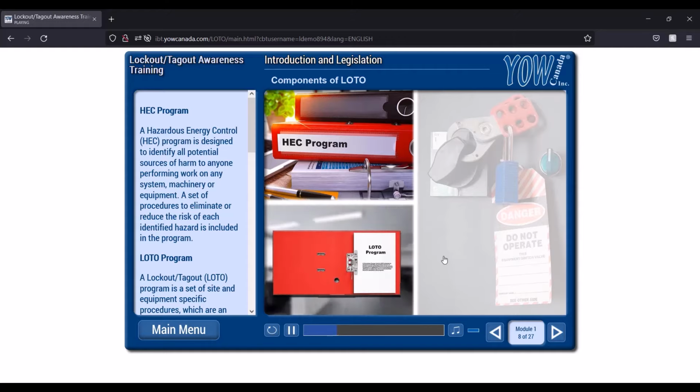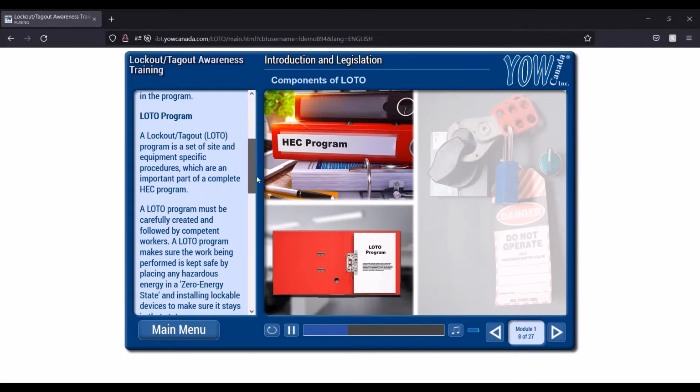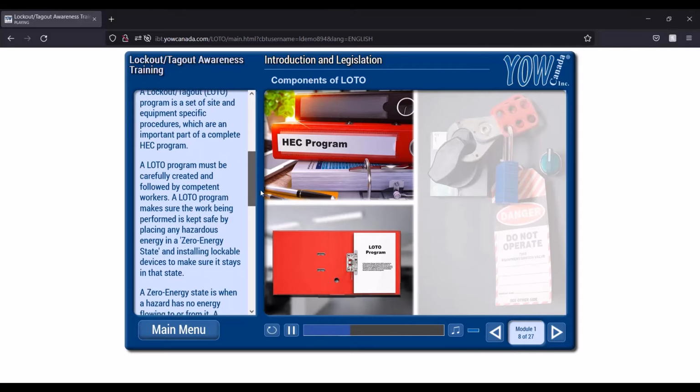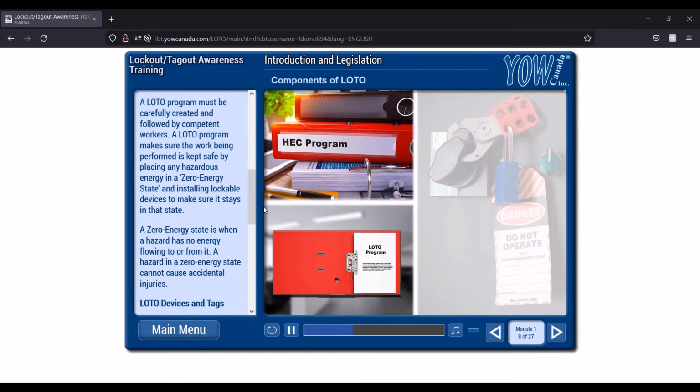LOTO program. A Lockout Tagout (LOTO) program is a set of site and equipment-specific procedures, which are an important part of a complete HEC program. A LOTO program must be carefully created and followed by competent workers. A LOTO program makes sure the work being performed is kept safe by placing any hazardous energy in a zero-energy state and installing lockable devices to make sure it stays in that state.